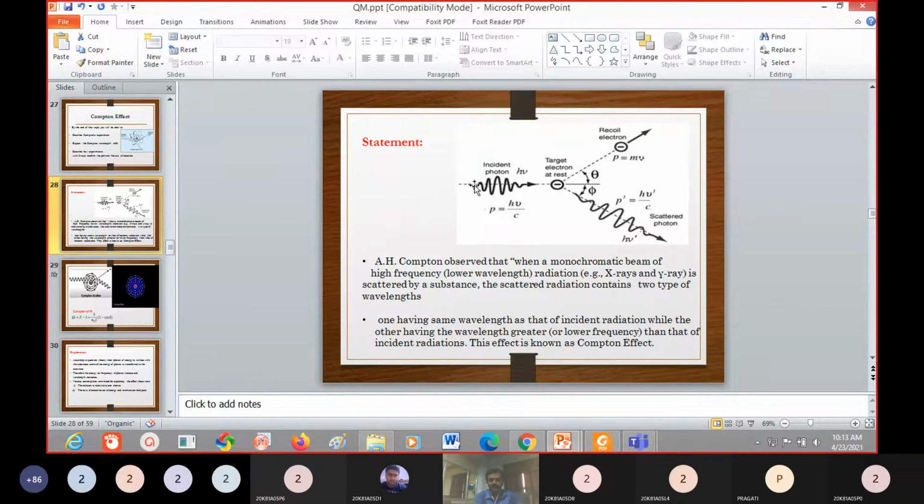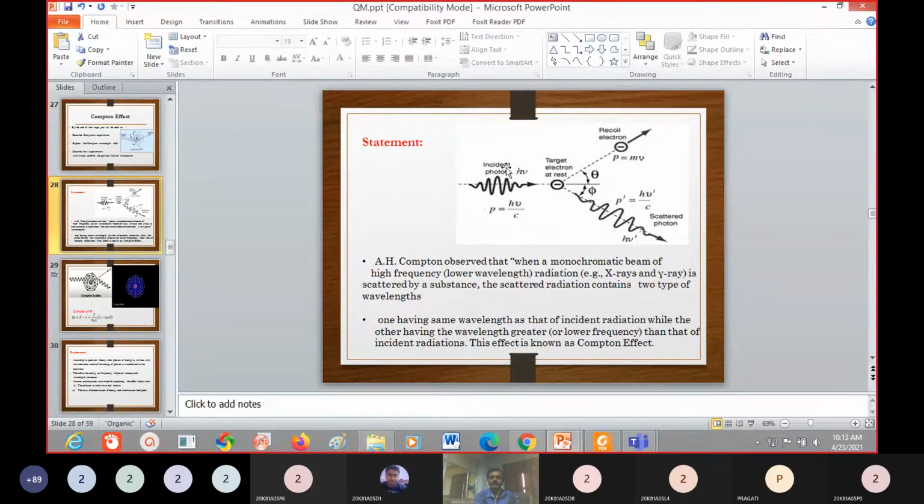When a beam of light is incident on a substance, any substance, say a metallic substance, two types of radiation will be emitted out. One radiation is without any change of energy or wavelength. Another one has a change of wavelength, which means the energy decreases.